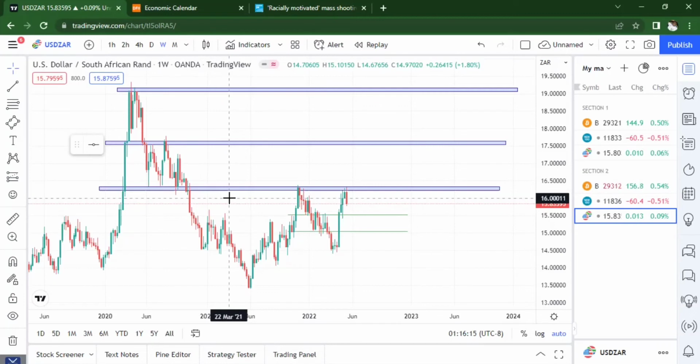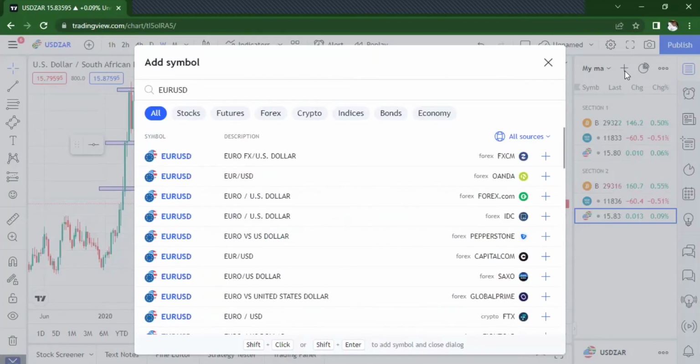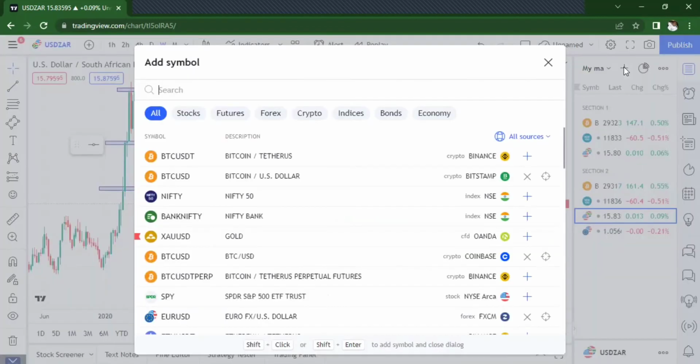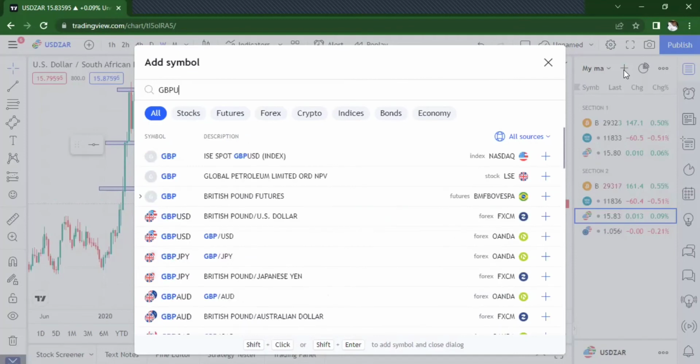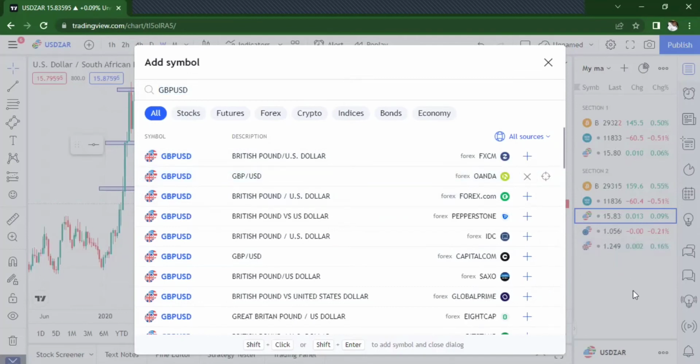I remember that I analyzed Euro USD, that it was going to drop. I don't know where Euro USD is now. For the sake of this, let me just add Euro USD. I don't trade Euro USD, but I analyze Euro USD and GBP USD. I analyzed that GBP USD was going to drop, and we saw a very massive momentum in the market.